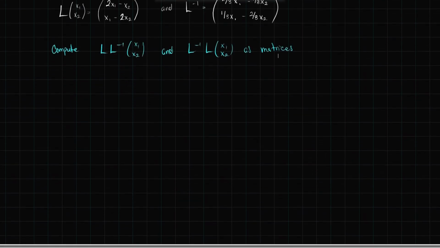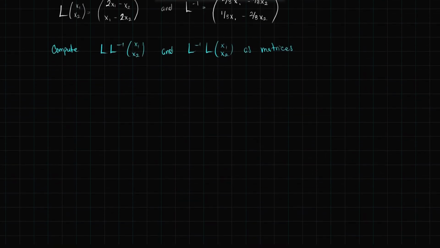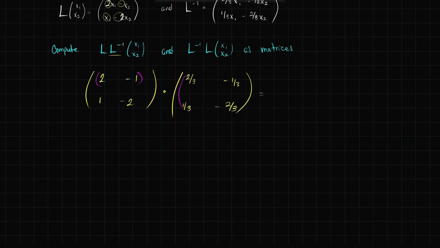Well, to do that, we just start with the representations of each of them, which would be me looking at the 4 coefficients, which is 2, -1, 1, and -2. And I'm just going to go ahead and multiply by L inverse, which was 2/3, -1/3, 1/3, and -2/3. And then I go ahead and perform the matrix multiplication. The matrix multiplication, recall, is all rows against the columns, each row against each column, and all combinations of those. So let's go ahead and look.